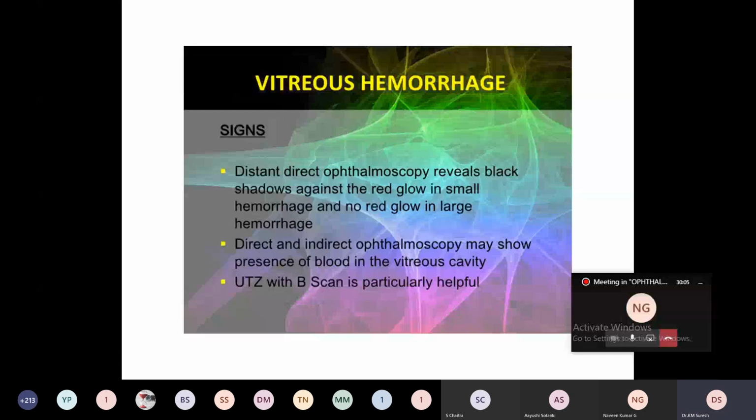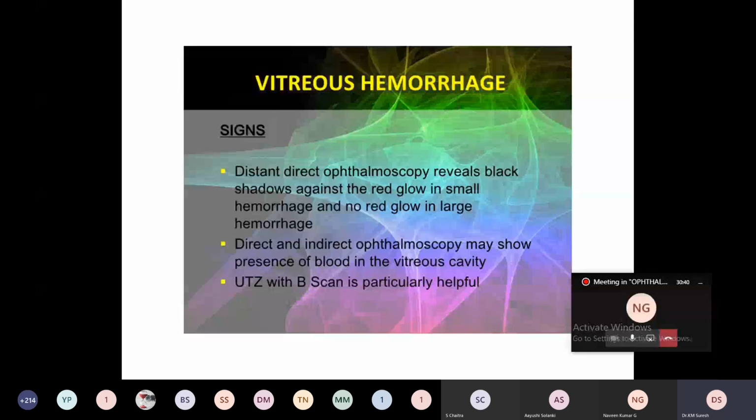What are the signs of vitreous hemorrhage? By distant direct ophthalmoscopy. As you know very well, in direct ophthalmoscopy, you have distant direct ophthalmoscopy and near direct ophthalmoscopy. While doing distant direct ophthalmoscopy, it reveals a black shadow against the red glow in small hemorrhage and no red glow at all if the hemorrhage is massive. You see no glow at all. The choroid is not seen at all by distant direct ophthalmoscopy. Direct and indirect ophthalmoscopy may show presence of blood in the vitreous cavity.